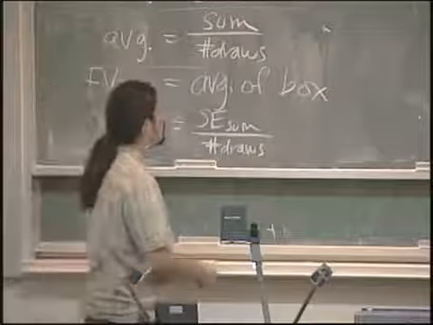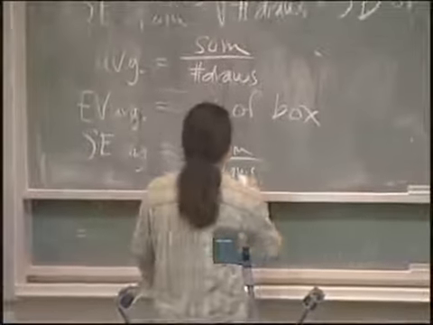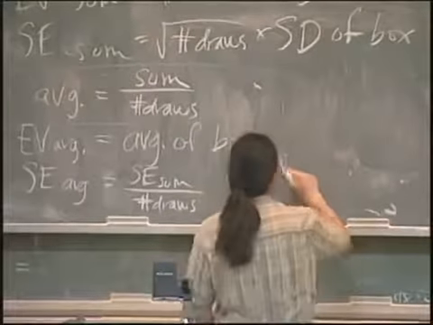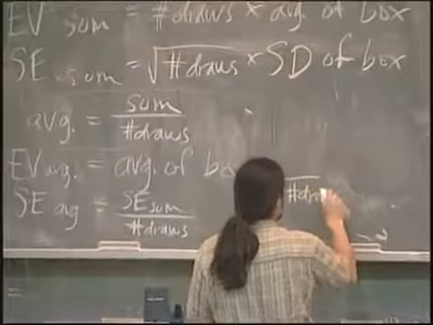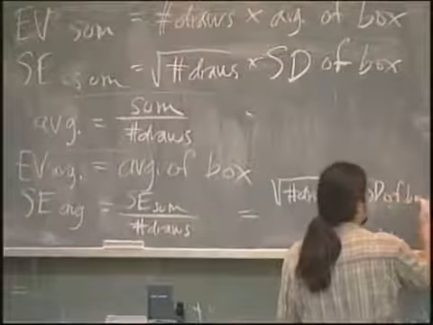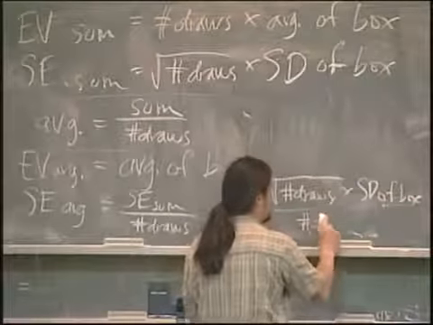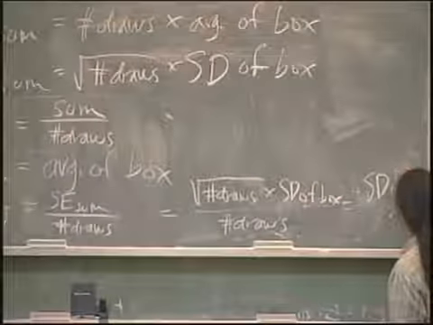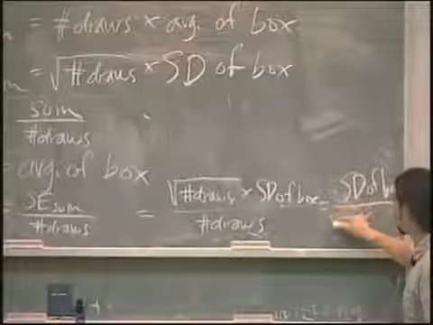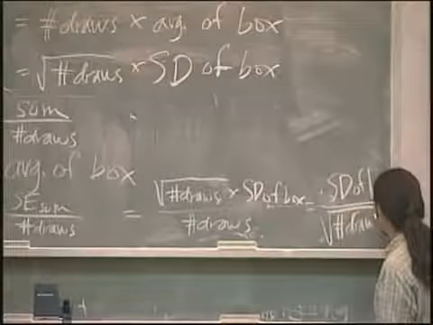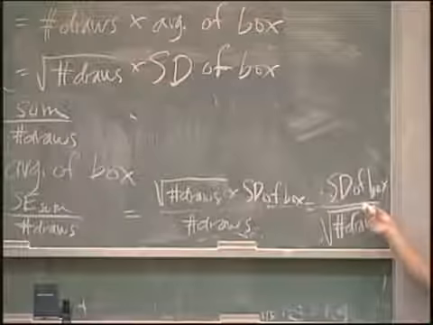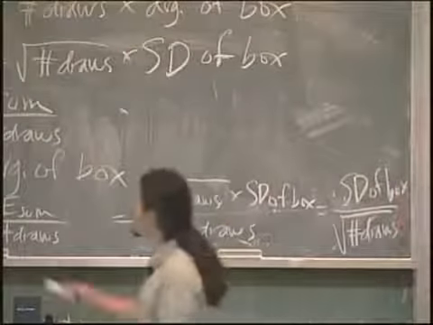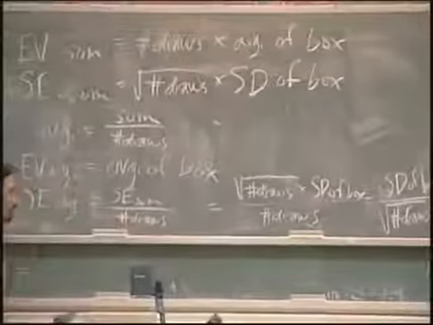If you want, you can plug in and do a little bit of calculation. Just to show you, SE sum is the square root of the number of draws times the SD of the box. If we divide that by the number of draws, we get partial cancellation. So we get the SD of the box on top, divided by the square root of the number of draws on the bottom. If you want, you can use that formula. You can jump directly from calculating the SD of the box, divide that by the square root of the number of draws, and that'll give you the SE for the average. What I will do is this intermediate step of calculating SE sum and then dividing by the number of draws.